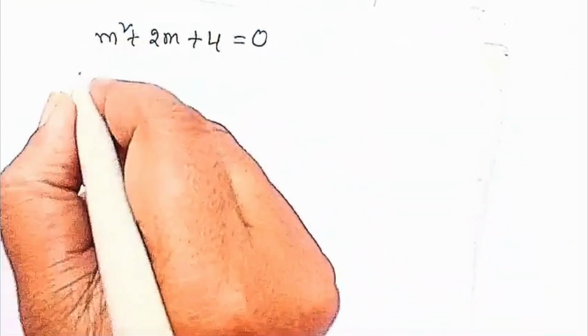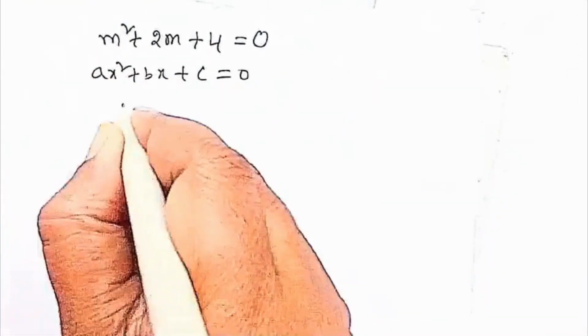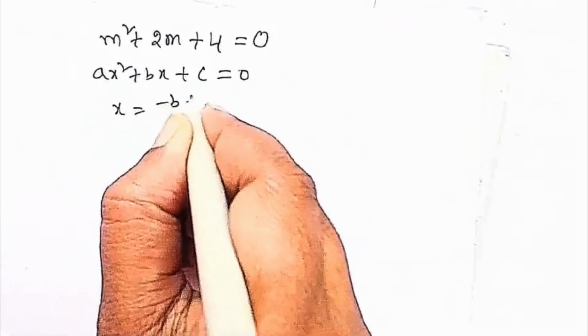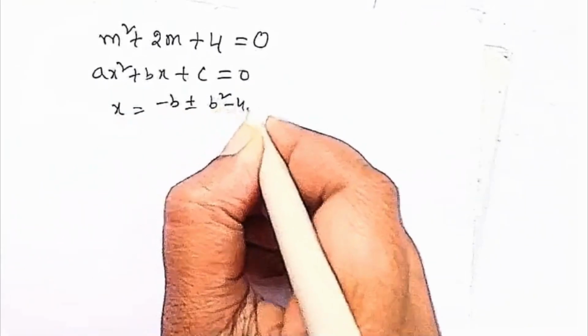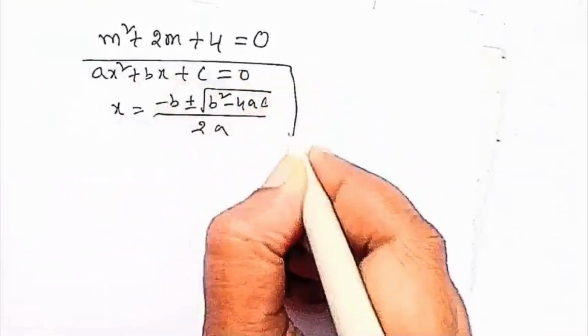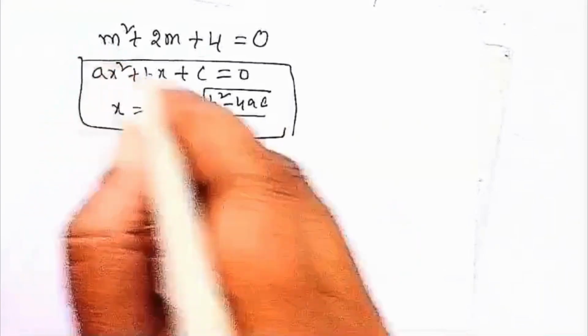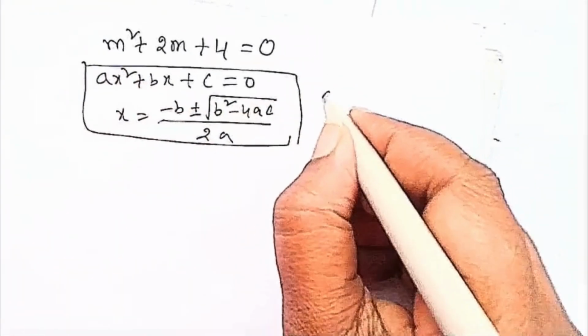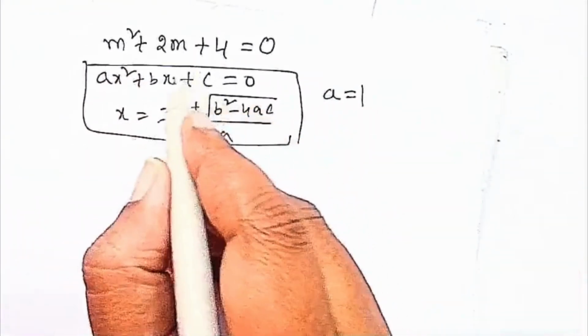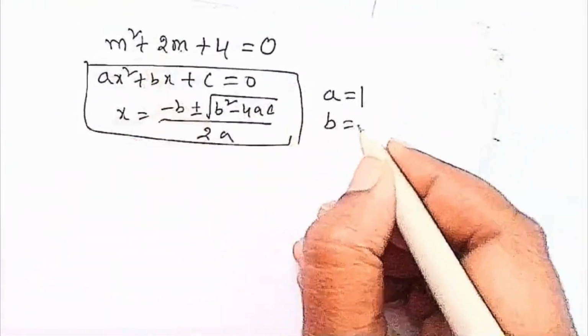4 is equal to 0. Again apply ax square plus bx plus c is equal to 0. Then x is equal to minus b plus or minus square root of b square minus 4ac, all divided by 2a. This formula I am applying here. Here the x square coefficient is a, and the m square coefficient means 1. So a is equal to 1. The m coefficient is b, and m is equal to 2 means b is equal to 2.